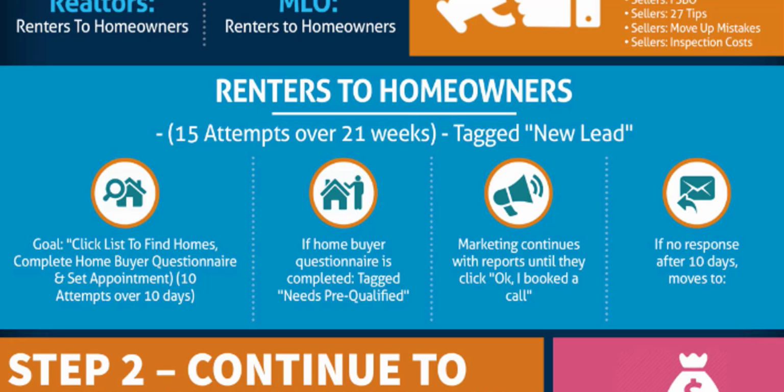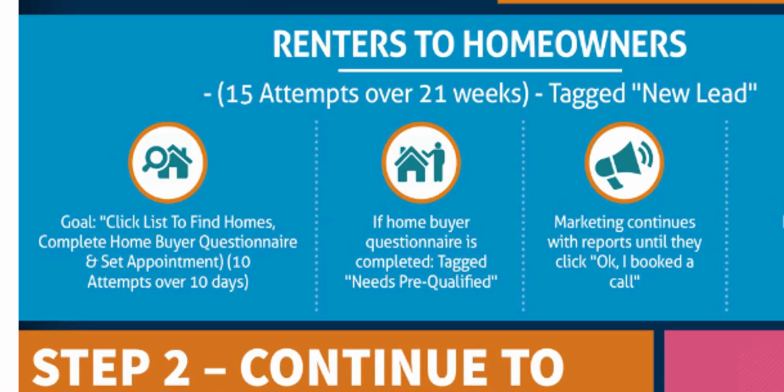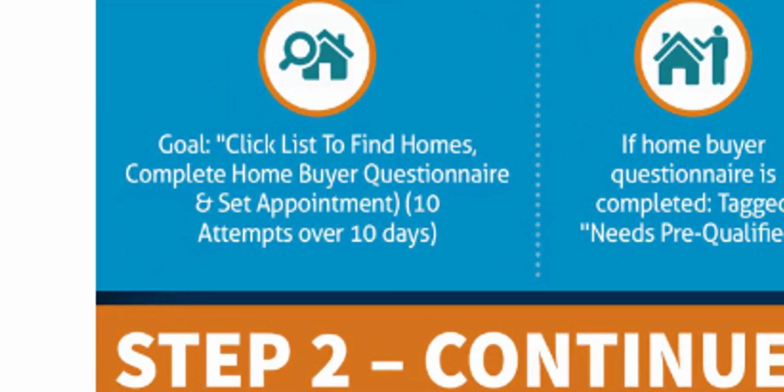Now, the bot cannot send out the list of homes automatically. So once you receive that information, you need to put them into your automatic follow-up system to send them a list of homes, to keep dripping on them to turn them into a client. But the system is going to tag them as a new lead. So the first goal of the bot is for them to click to find a list of homes, complete the home buyer questionnaire, and set an appointment. Now it's going to send 10 attempts over a 10-day period to get them to actually do that.